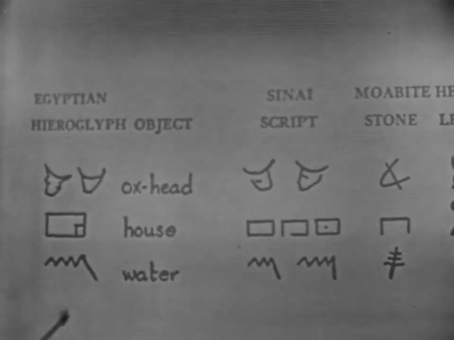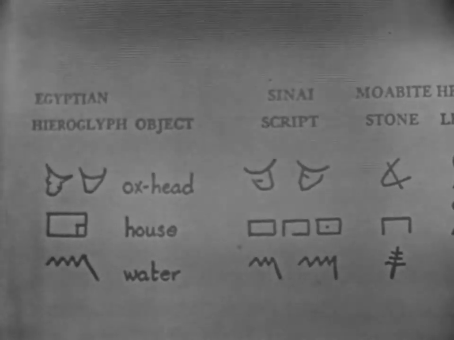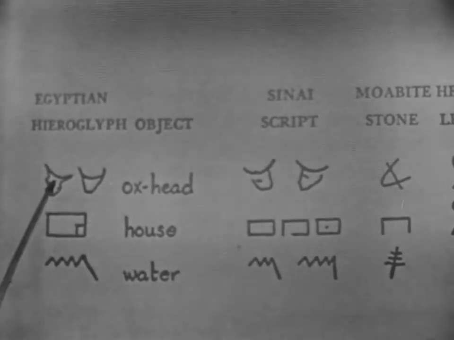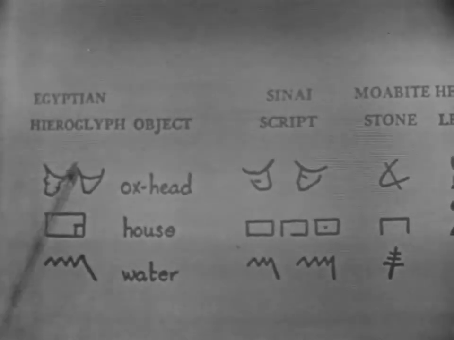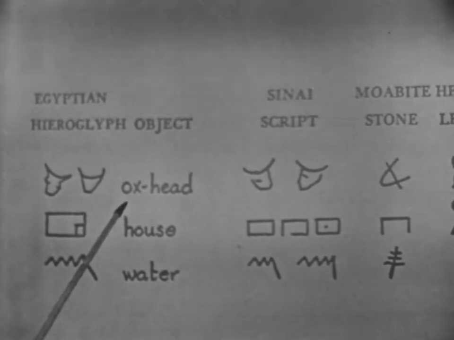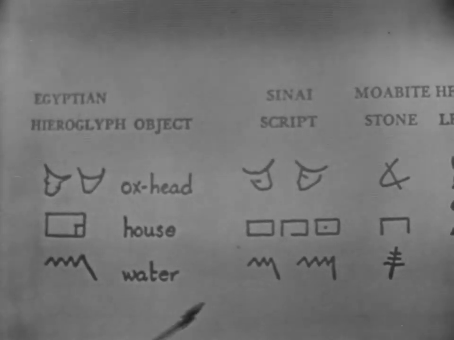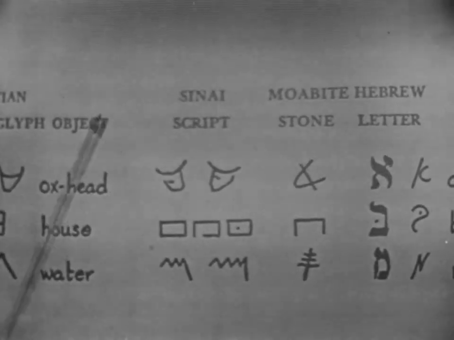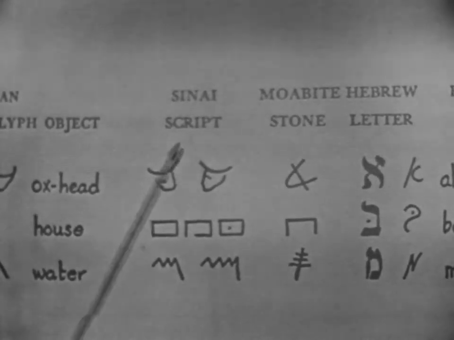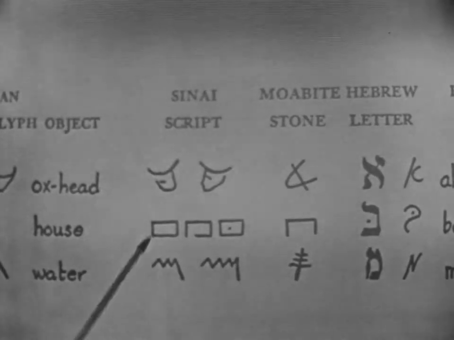I'm going to trace three of these Egyptian hieroglyphic symbols and let you see how they came to go through their stages until we get them today. Now, here's an ox head symbol. Here is the symbol for a house in hieroglyphics, and here's this one we've had before for water. Now, in the Mount Sinai script, about 1500 BC, here is the way the ox head looked, and here's the one for a house, and here's the one for water.